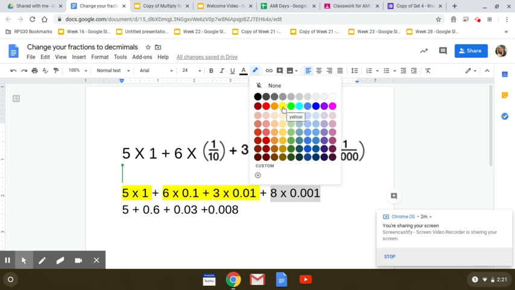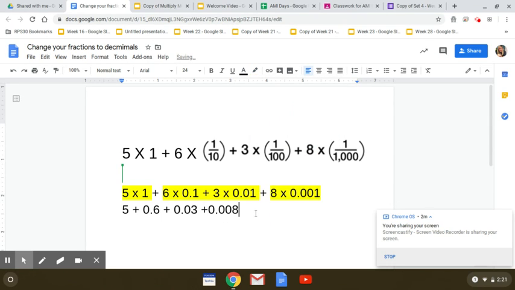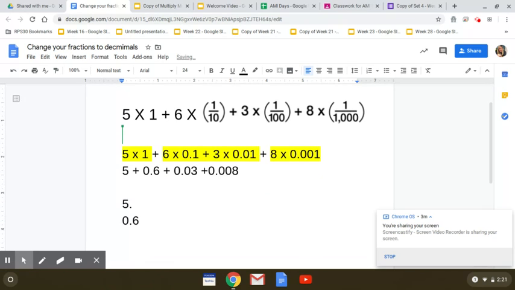So then from here, I have to add my decimals. And I know that when I'm adding, the first thing I'm going to do is line them up. So I have a whole number 5. Then I have 0 and 6/10, 0 and 300ths, 0 and 8,000ths. So I've lined it up. Now I need to fill it up.